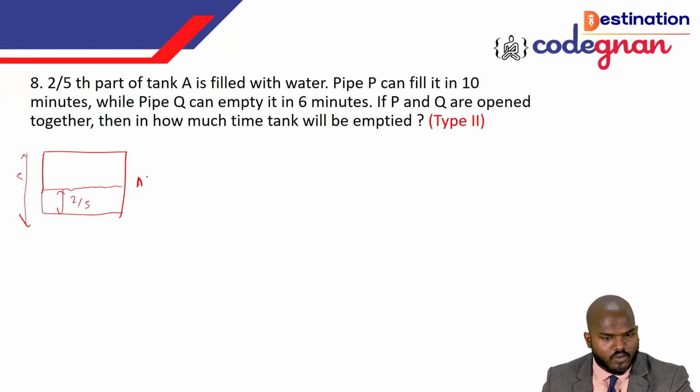The pipe P can fill it in 10 minutes, while pipe Q can empty it in 20 minutes. The remaining portion of 3 by 5 can be filled by pipe P. And the same 3 by 5 portion, the whole portion, can be emptied by Q in 6 minutes, as they have given in this one.